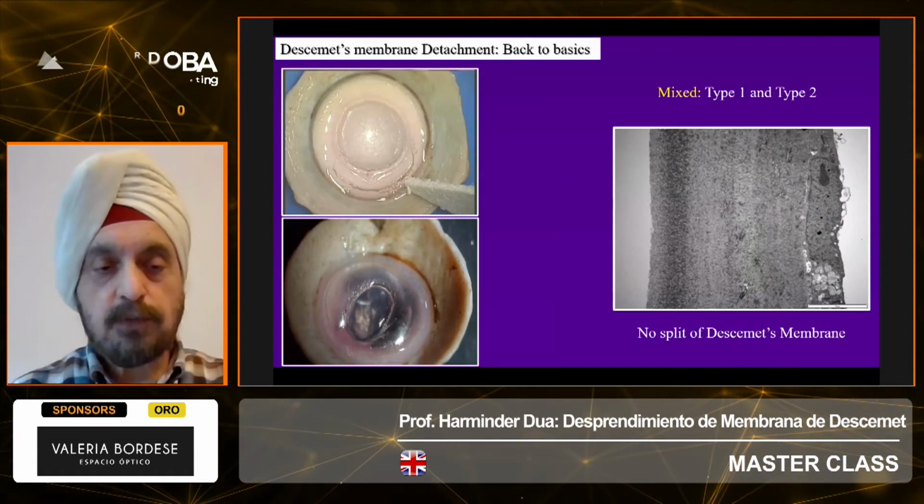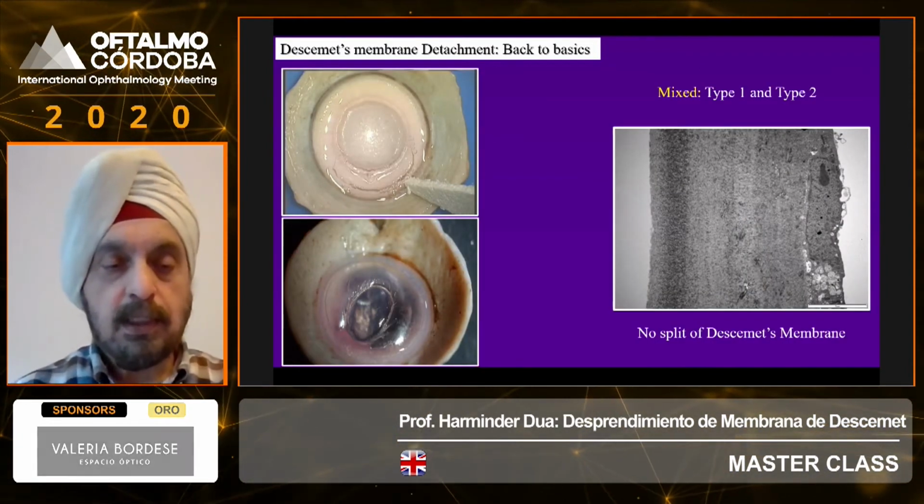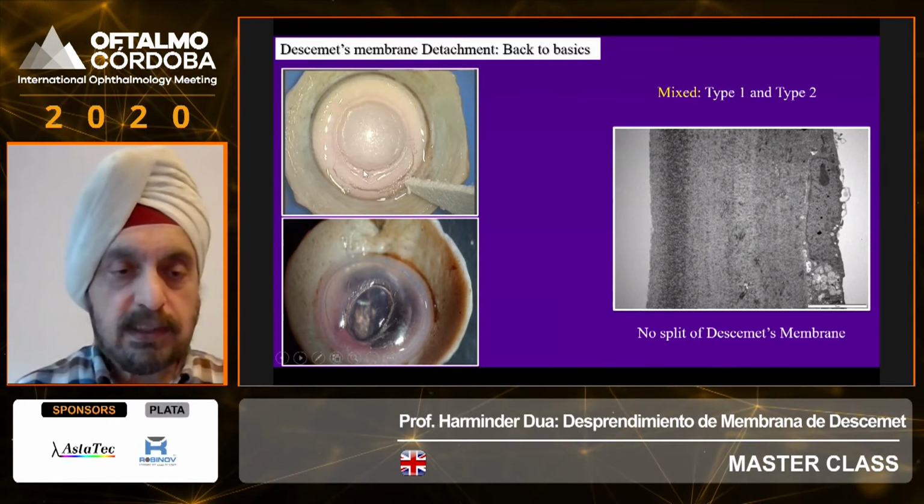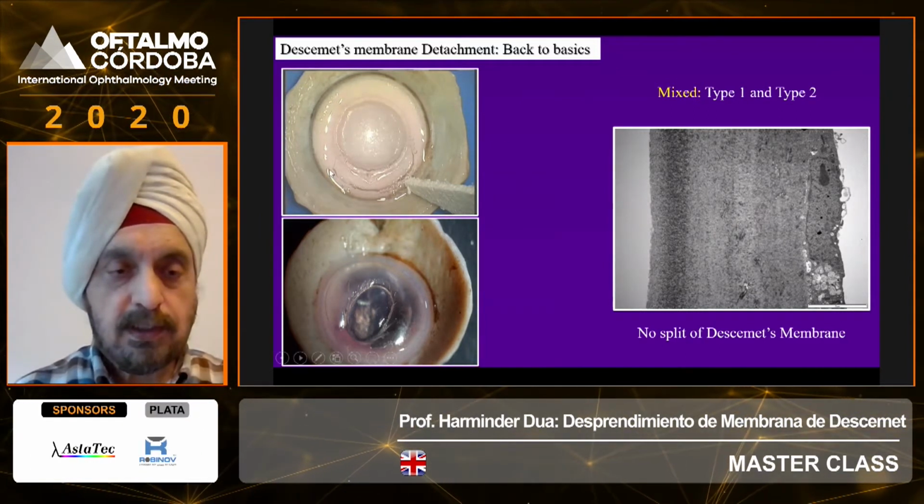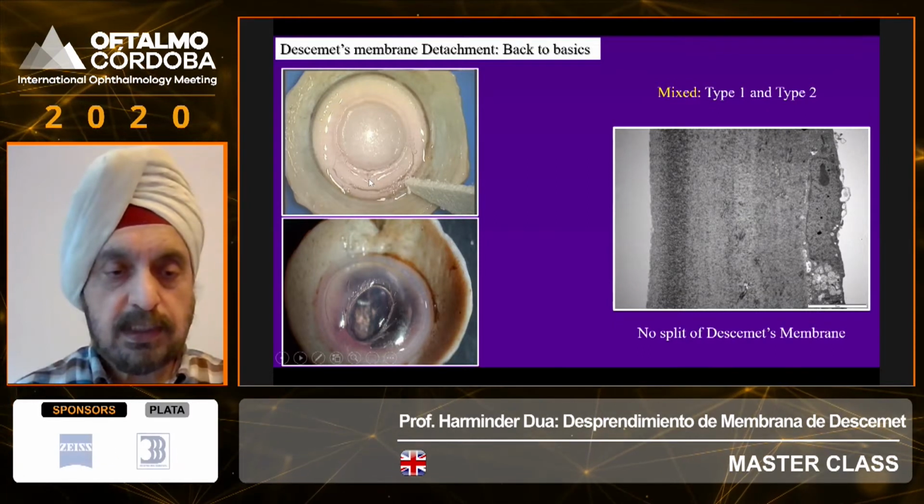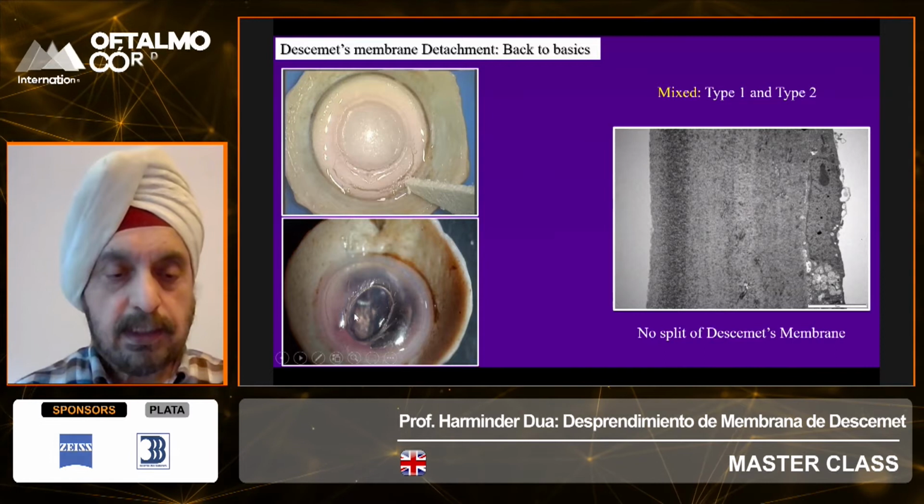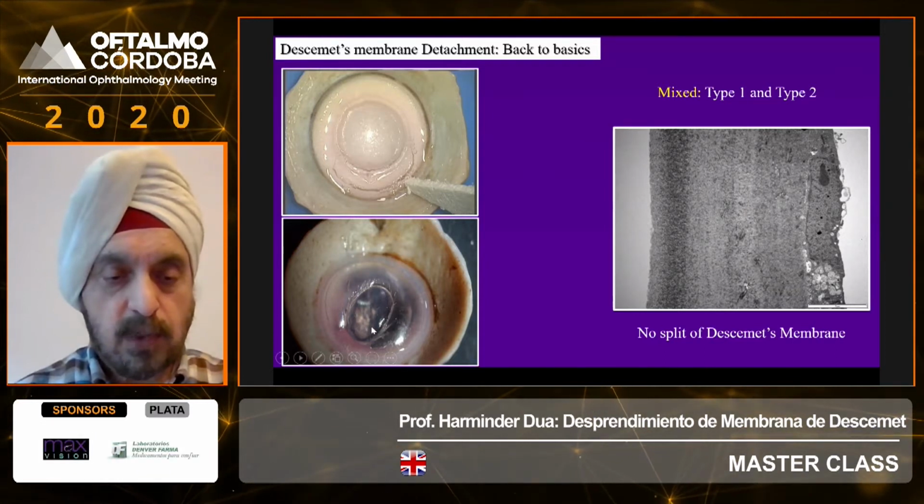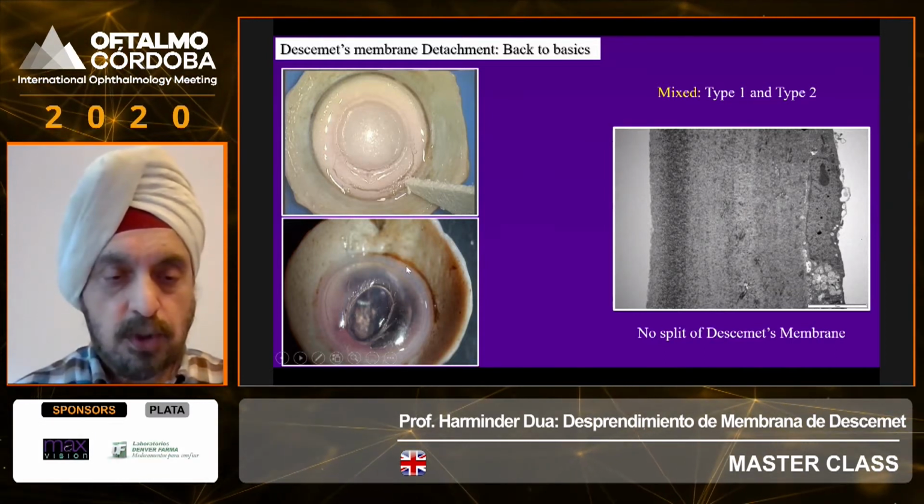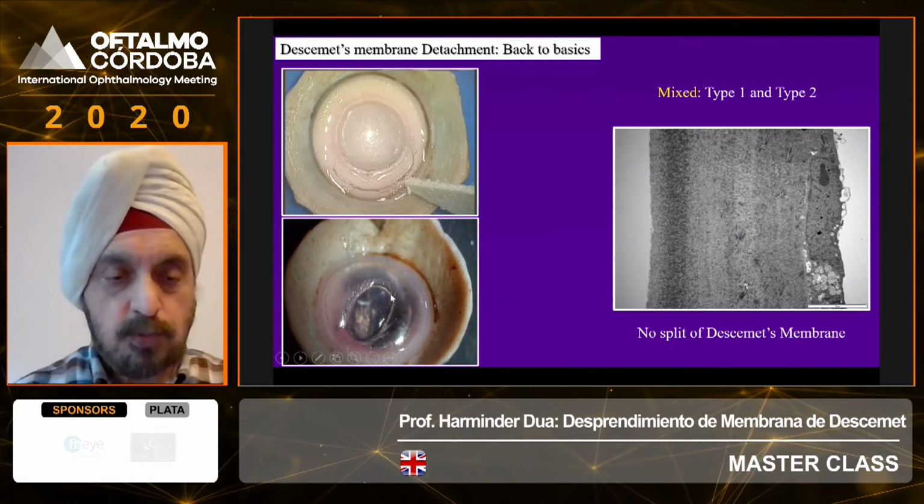And sometimes you get what we call the mixed bubble, where you have the type 1 in the center, and what you can see over here, there's air between the pre-Descemet's layer and the Descemet's membrane, so it's called mixed, type 1 and type 2 together. Again here, the center one is the type 1, and then this big horseshoe is a type 2 bubble.